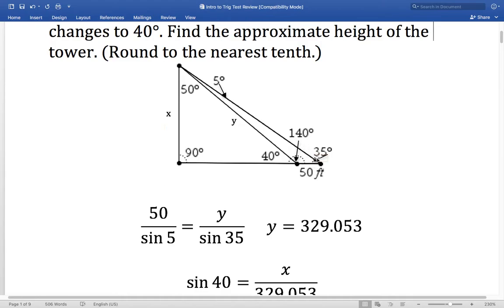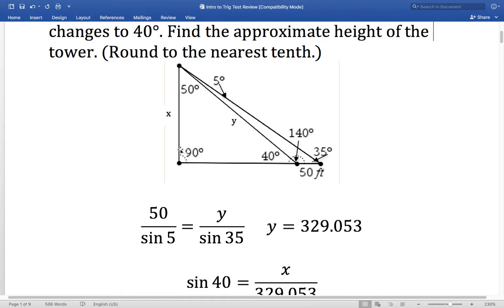And then we walked 50 feet, so from this point to this point is 50 feet. Then our angle of elevation is 40 degrees, so here's our angle of elevation here. With the property of supplementary angles, that makes this angle here 140 degrees. That means this third angle here is 5 degrees, because the three angles inside a triangle have to equal 180. All right, so that we know.